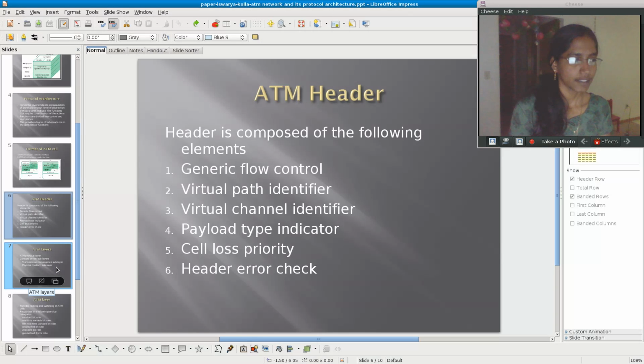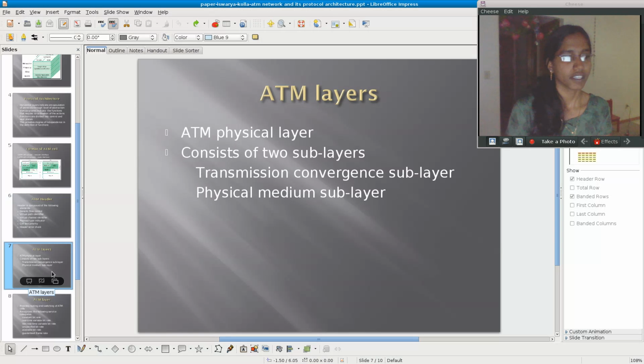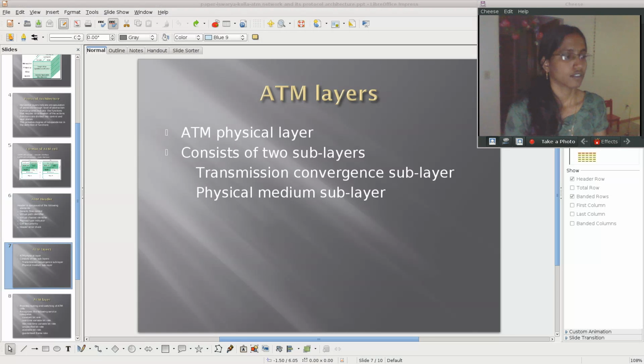So I will be explaining about the different layers in the ATM cell. The first layer, the physical layer, is subdivided into two sublayers: transmission convergence sublayer and physical medium sublayer.